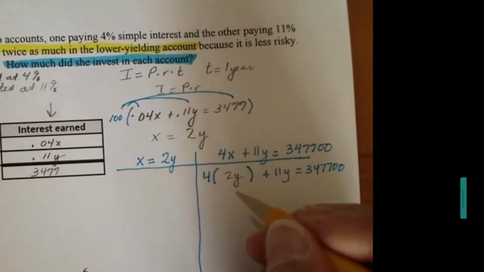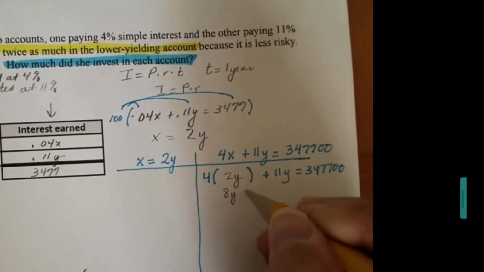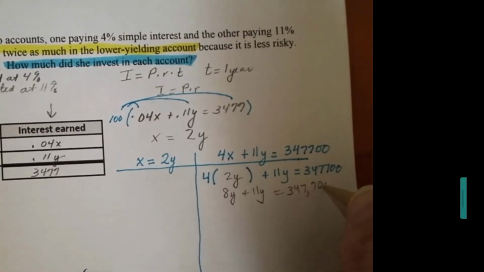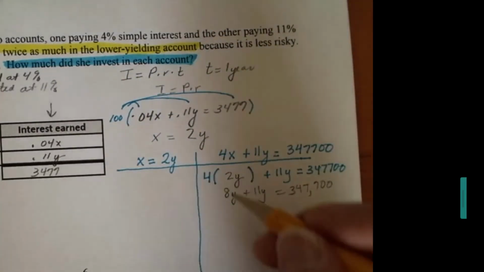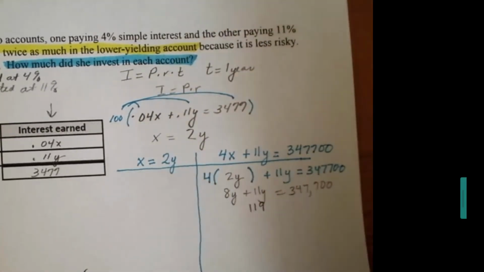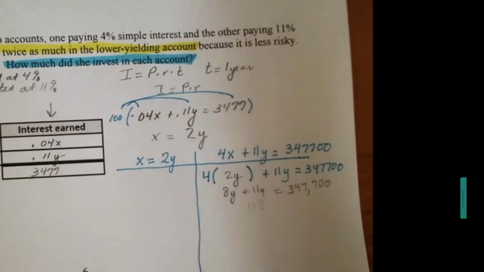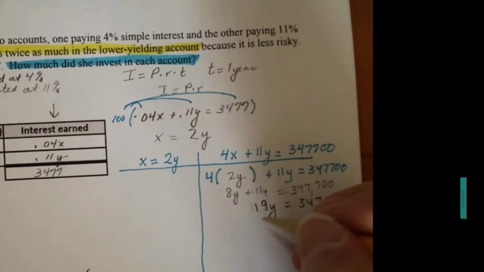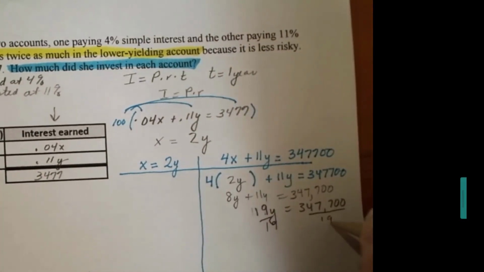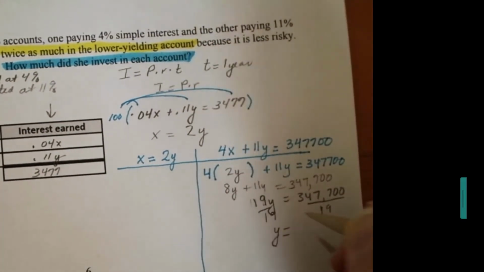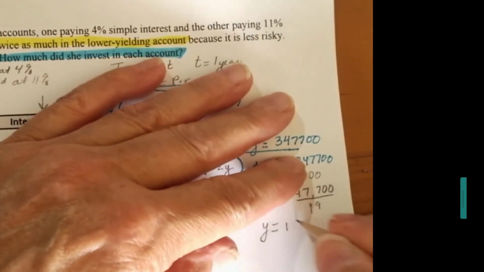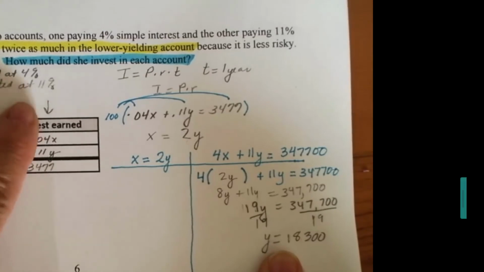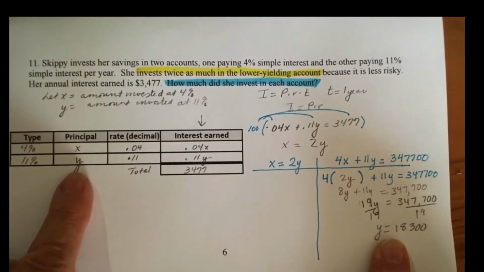And so now let's go ahead and multiply that. So we have 8Y plus 11y equals 347,700. These are nice like terms here, so we have 19y equals 347,700. And now I'm going to divide by 19 and let's see what this y equals. $18,300. Because if you remember, the y represents the amount invested at 11%. So that's our y.